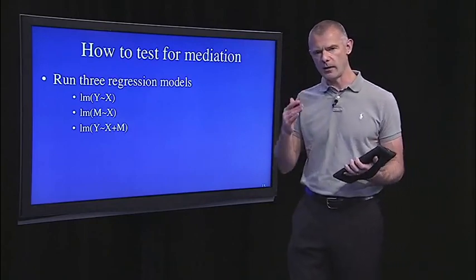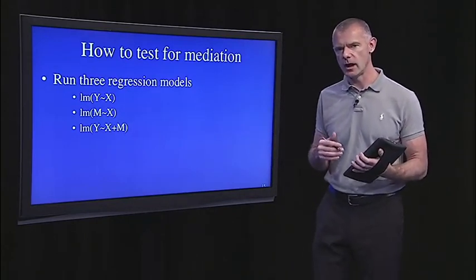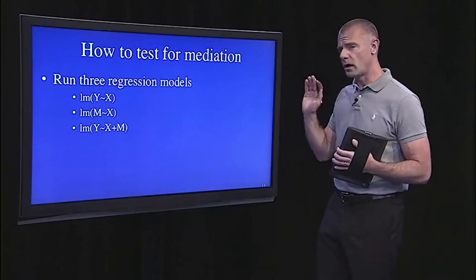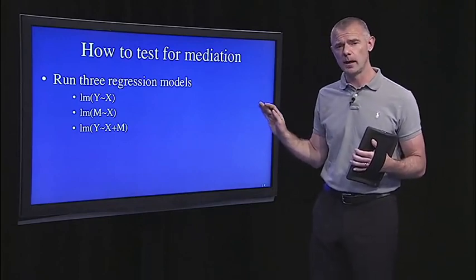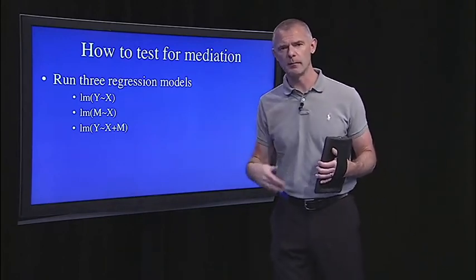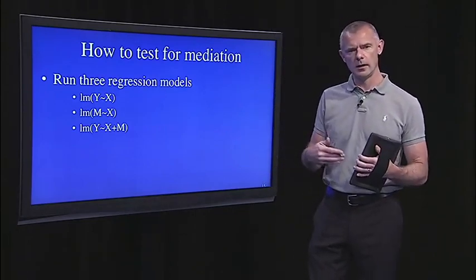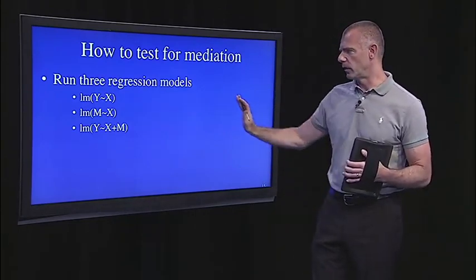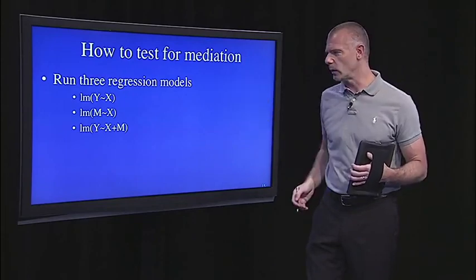Okay, so how do we actually test for mediation? How do we implement this? Well, we want to run 3 regression models. And again, we'll do this step by step, and we'll write a script to do this in R in lecture 12. But for now, I'll just go through this quickly.